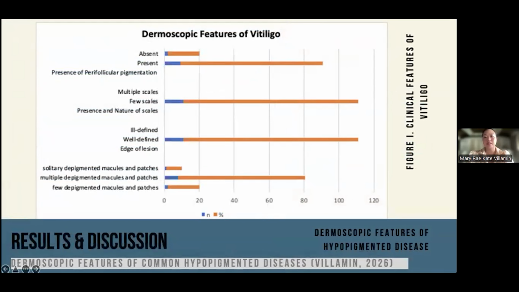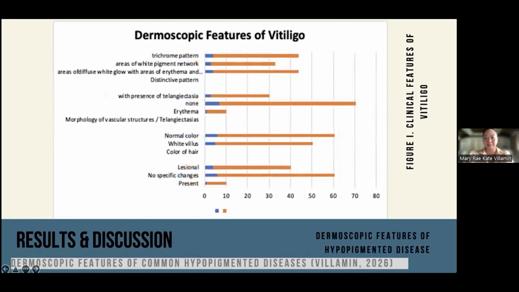So this graph shows the dermoscopic characteristics of vitiligo patients. The research findings indicate that the majority of vitiligo patients, comprising 72.72%, reported having multiple depigmented macules and patches. All vitiligo lesions, according to the data, have well-defined borders and few scales. The majority, 81.82%, demonstrated the presence of perifollicular pigmentation. And in terms of location of the hyperpigmentation, 54.55% of participants have no specific changes, followed by lesional hyperpigmentation in 36.36%.